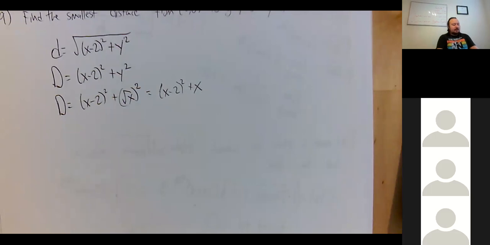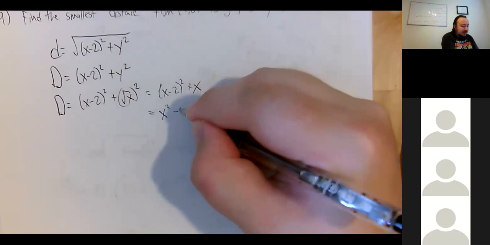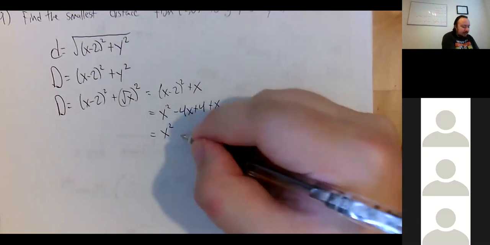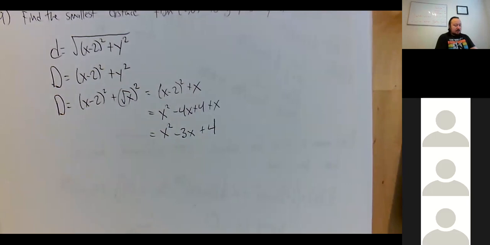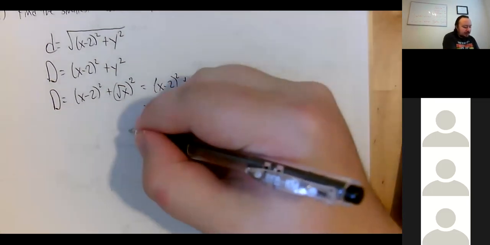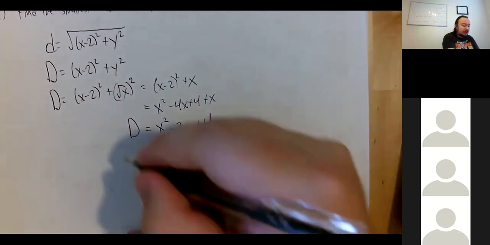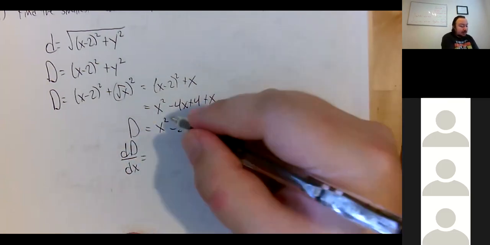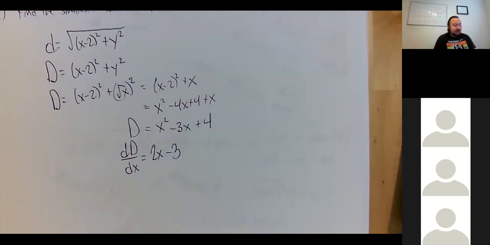All right. I guess we could FOIL this out before we do the derivative. We have x squared minus 4x plus 4 plus x. So this will turn into x squared minus 3x plus 4. All right, so now, this is our distance function here. Let's go ahead and see what its derivative is. We have dD/dx, and this will give us 2x minus 3.